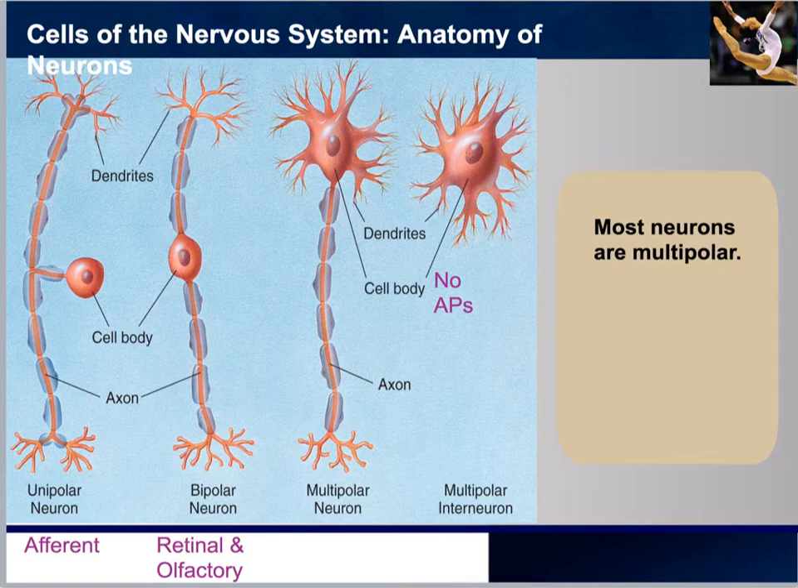And last, we have the multipolar interneurons. Please note that the multipolar interneurons are not capable of conducting or generating action potentials. And that's what AP stands for. And don't worry about that for now. We'll talk about this later in Chapter 4. But interneurons are neurons with a short axon or no axon at all. And the function is simply to integrate the neural activity within a single brain structure. Their function is not to conduct signals from one structure to another. So they're kind of like a hub, if you will, that would connect many other neurons to each other.